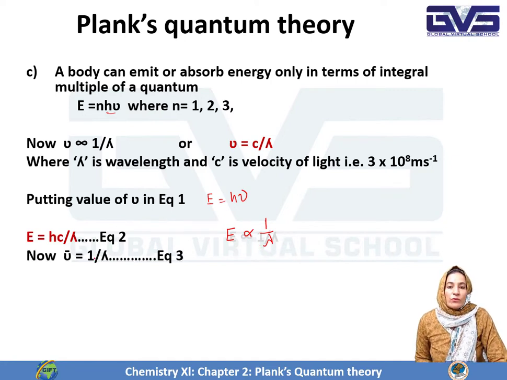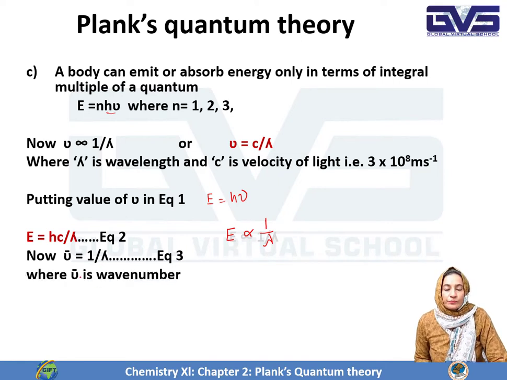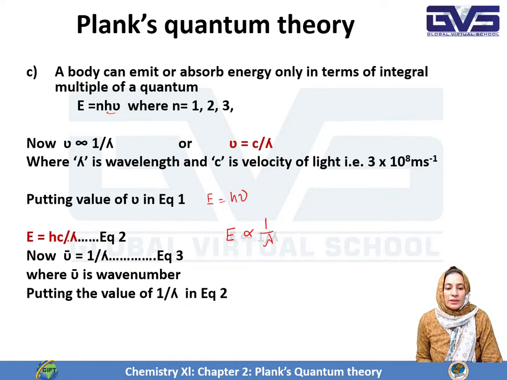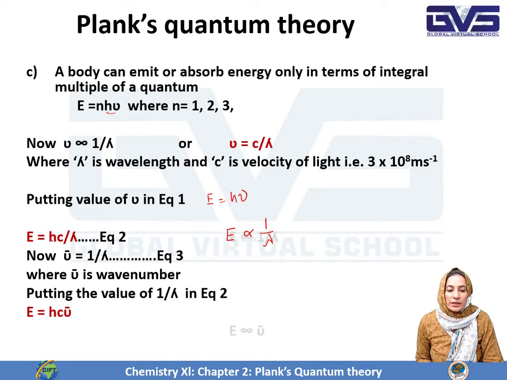Similarly, we know nu bar and wavelength are also inversely proportional to each other. This is the nu bar. I will define in the later slides what is nu bar, what is a wave number, what is frequency nu, and what is the wavelength, that is lambda. Putting the value of 1 over lambda in this equation, you can see hc times 1 over lambda equals hc nu bar.